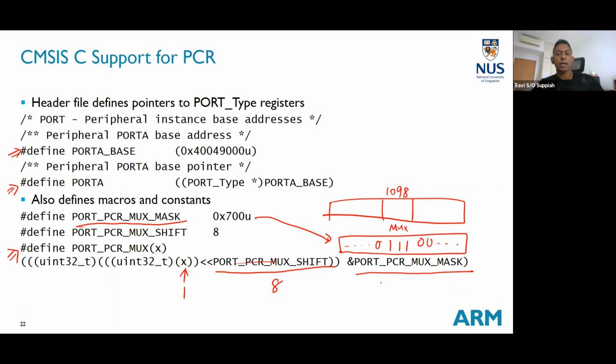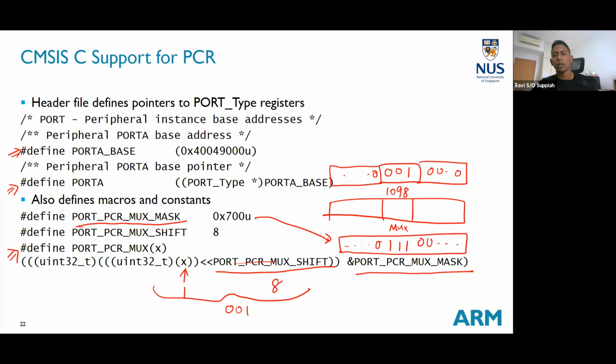Okay, in this case, I'm only wanting to put a value of 1. So what I'm going to do is 1 shift left by 8. So this will give me a value of 0, 0, 1 in this bit position here. And then I do an AND with my mask. So when I do an AND with my mask, the rest will be 0. When I do an AND operation, what will happen? What is left is going to be 0, 0, 1, correct? Because 001 AND with 111, I will get 001.